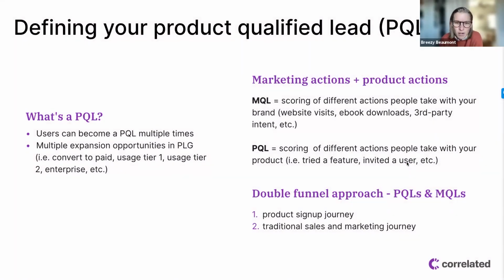So a PQL is a product qualified lead, and users can become a PQL multiple times. And some advanced companies did this for MQLs, but in most cases, you just see an MQL happen once. But PQLs can happen multiple times based on actions that people are taking in your product. And so there's also thinking about that. That's because there's multiple expansion opportunities in product-led growth companies.